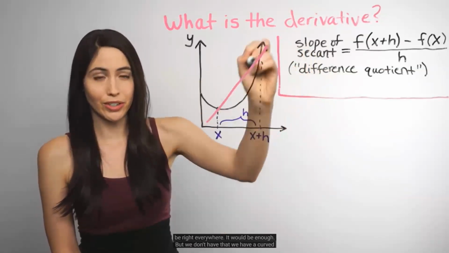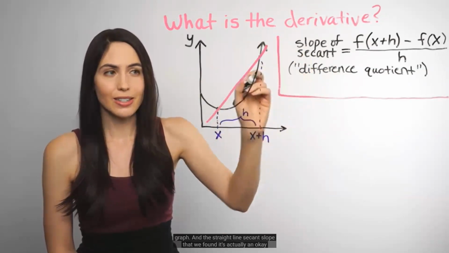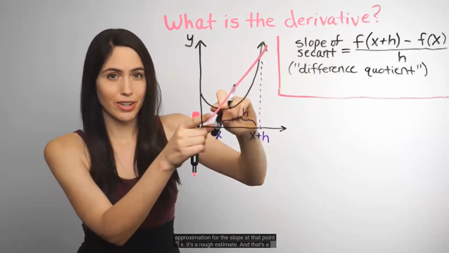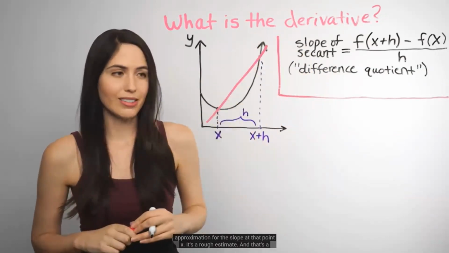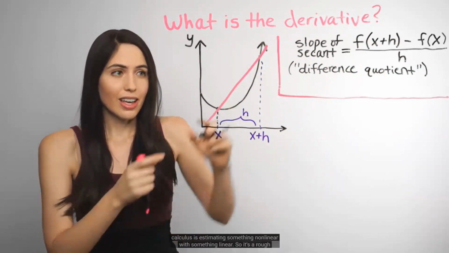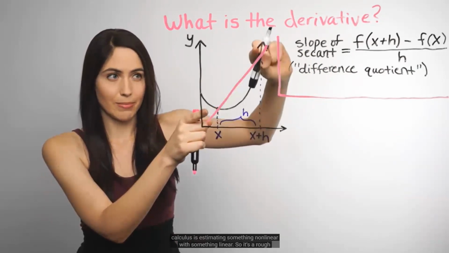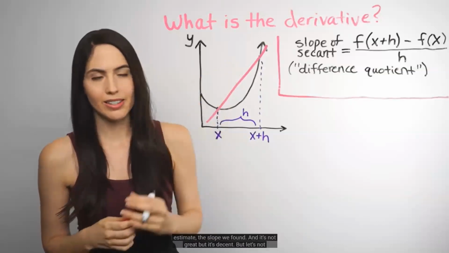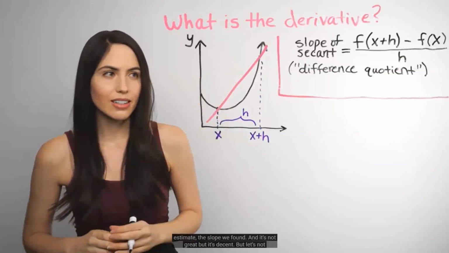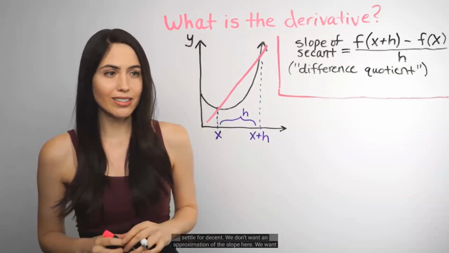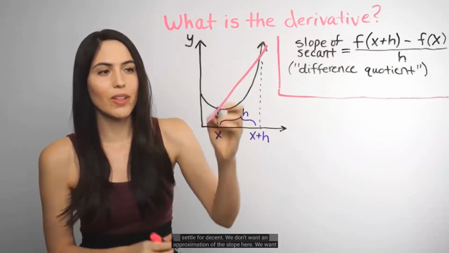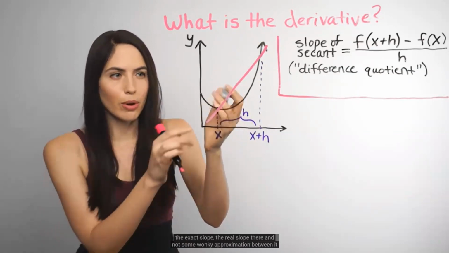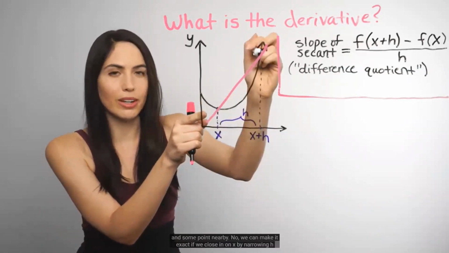We don't have that, we have a curved graph. And the straight line secant slope that we found is actually an okay approximation for the slope at that point x. It's a rough estimate, and that's a big part of calculus, estimating something non-linear with something linear. It's not great, but it's decent. Let's not settle for decent. We don't want an approximation of the slope here. We want the exact slope, the real slope there, and not some wonky approximation between it and some point nearby.